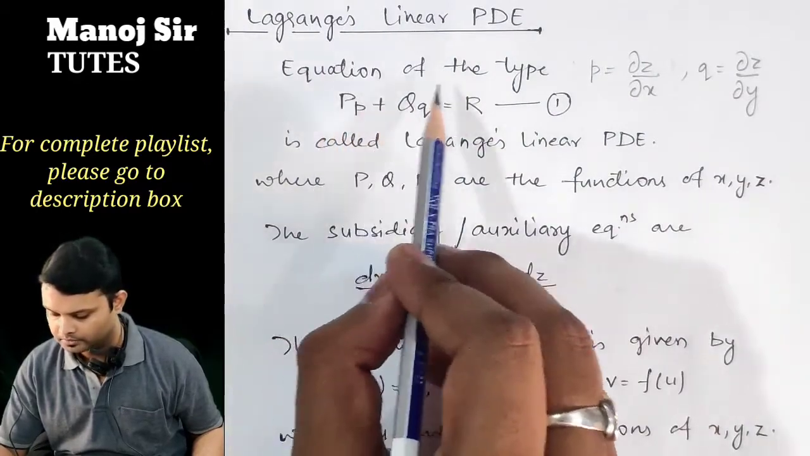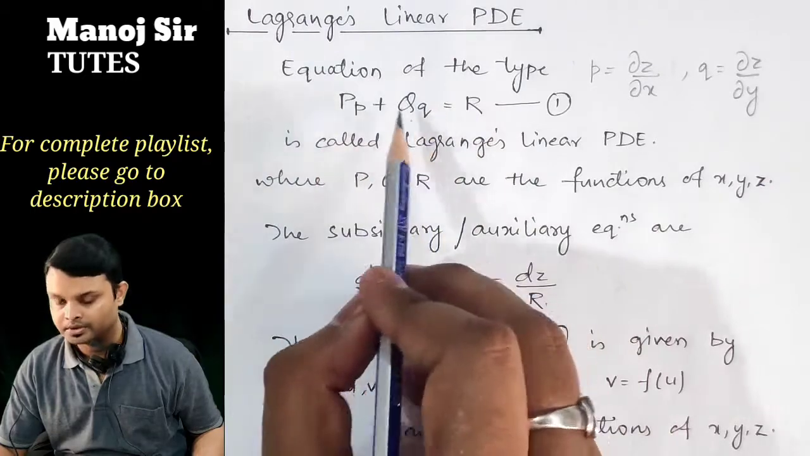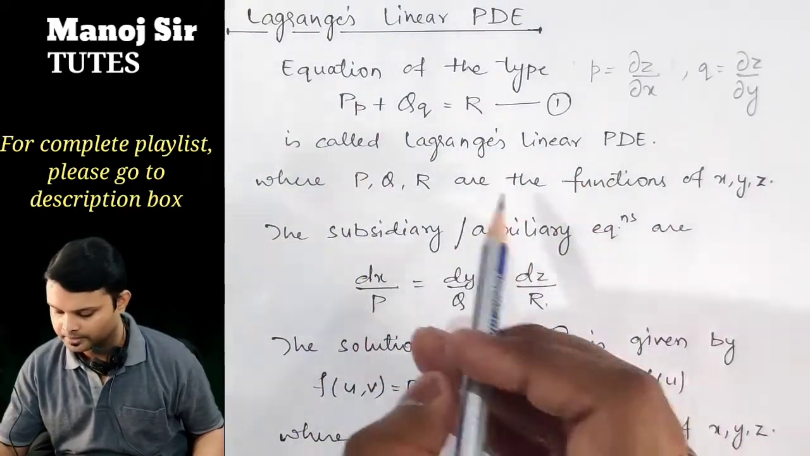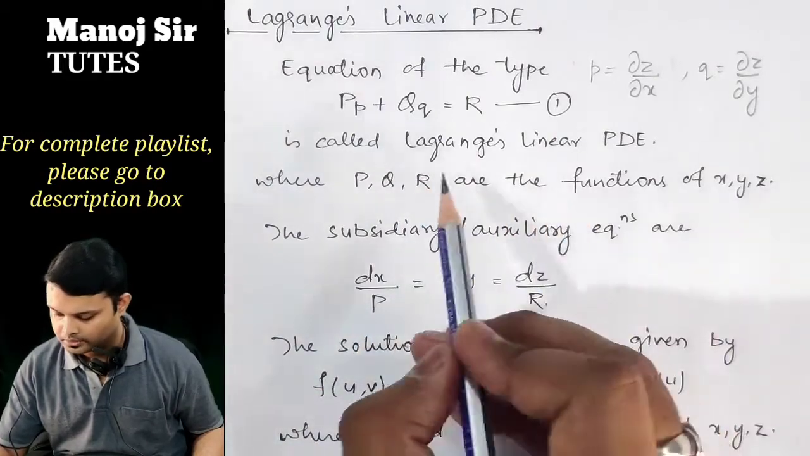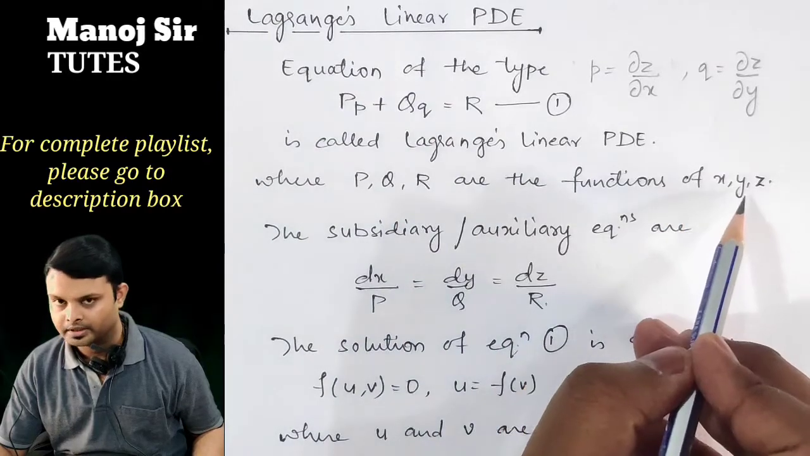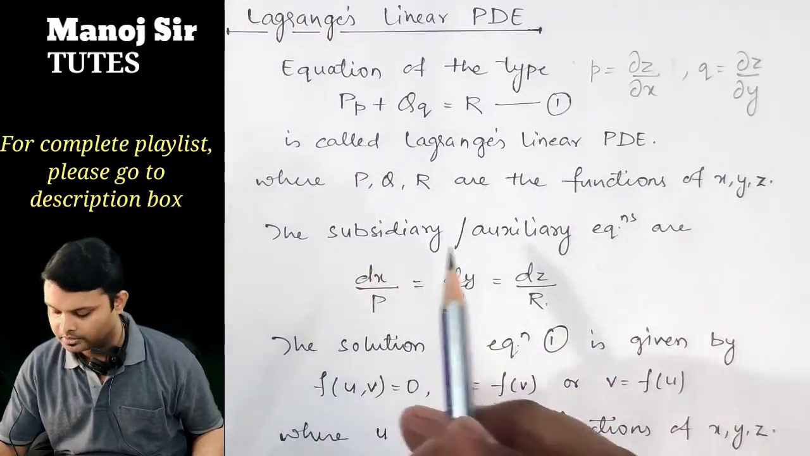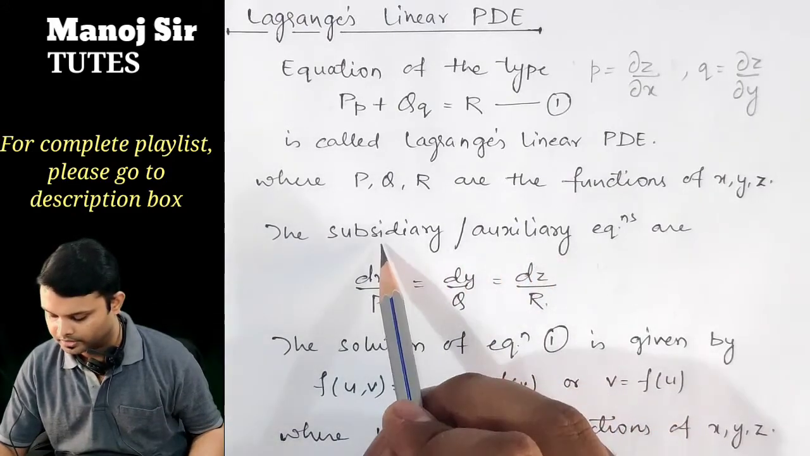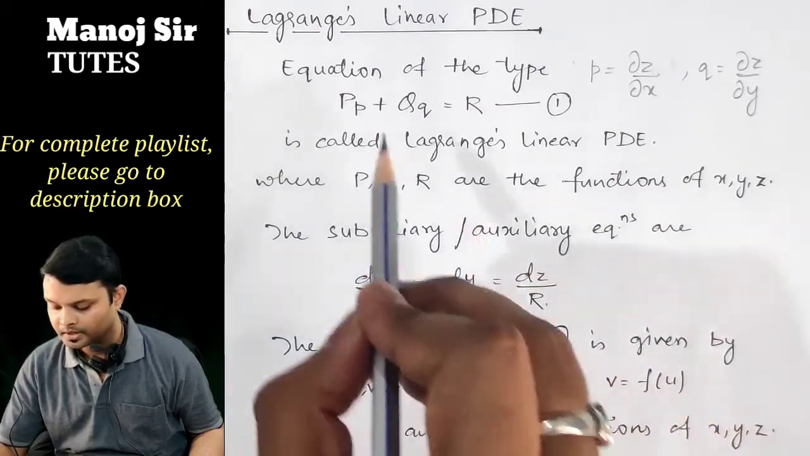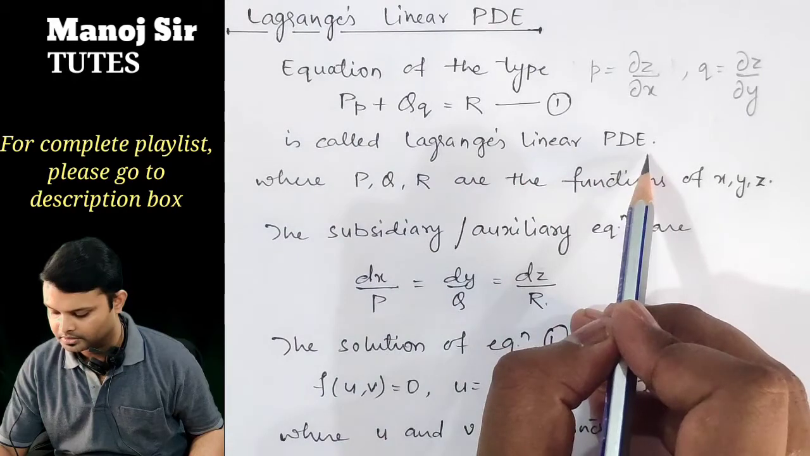Whenever you see an equation of this type, that is Pp plus Qq equals R, it is known as Lagrange's linear partial differential equation, and we need to solve it. Here capital P, capital Q, capital R are functions of x, y, and z. So we need to find the subsidiary equation, or you can say auxiliary equations, for this type of equation, which is known as Lagrange's linear partial differential equation.